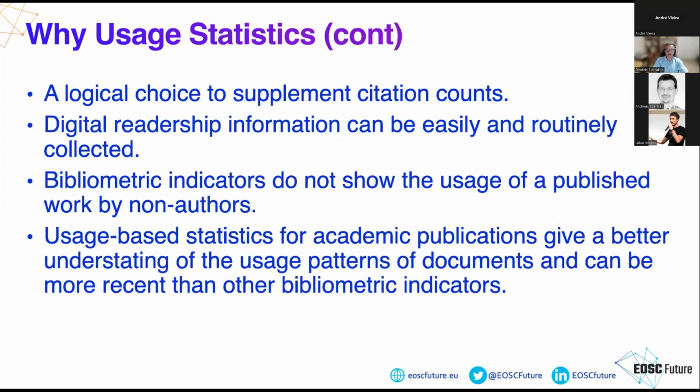So user statistics is also a logical choice as another impact measure that will supplement citation counts. Digital readership information can be easily and routinely collected. Another aspect is that the bibliometric indicators do not show the usage of a published work by non-authors, such as students, academics, non-academic users who do not usually publish but may read scholarly publications. And finally, usage-based statistics for academic publication give a better understanding of the usage patterns of documents and can be more recent than other bibliometric indicators.